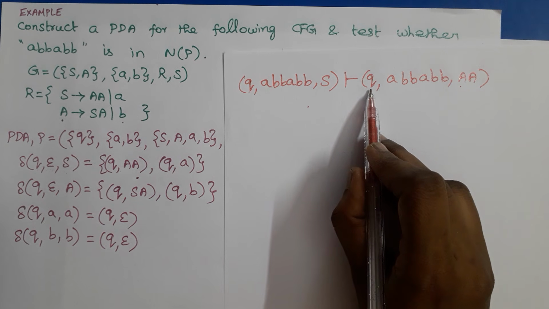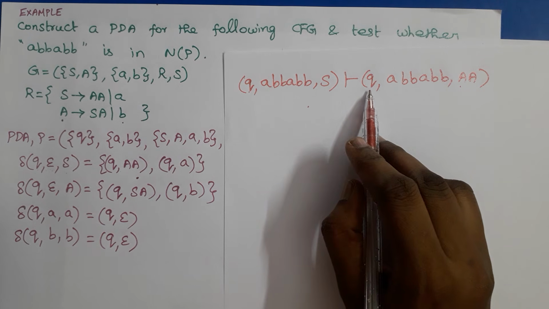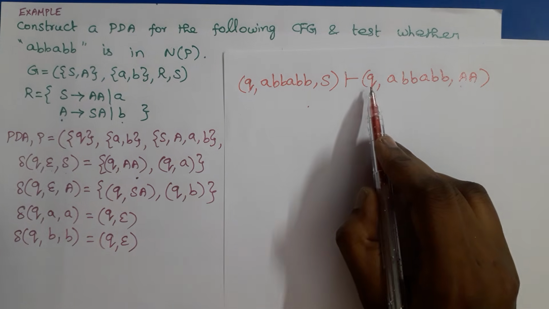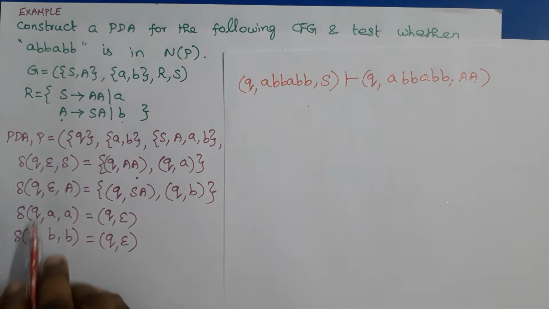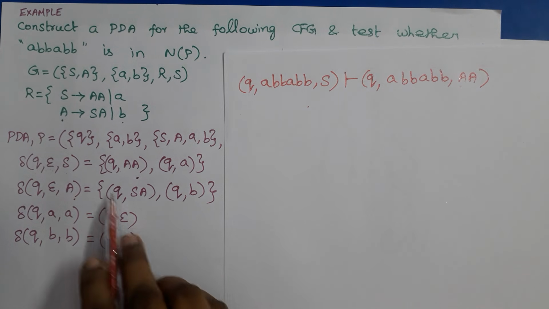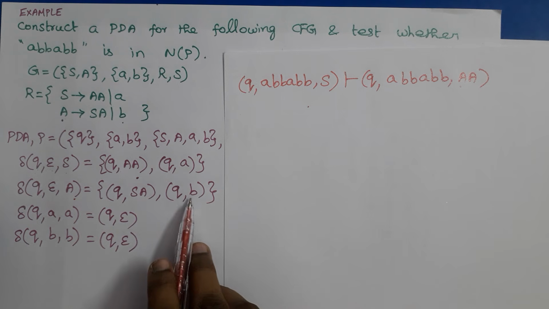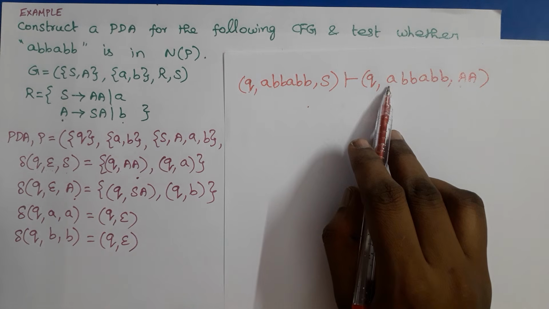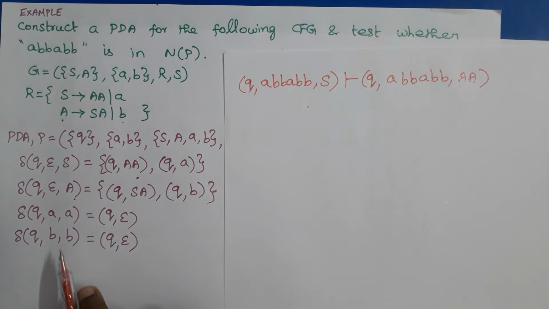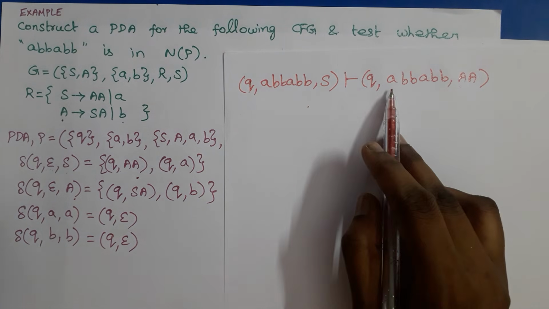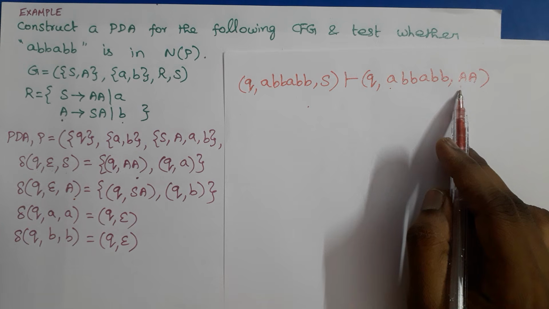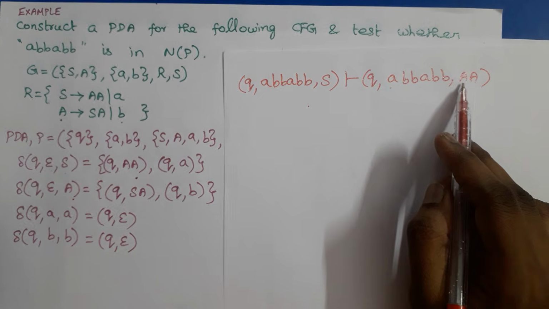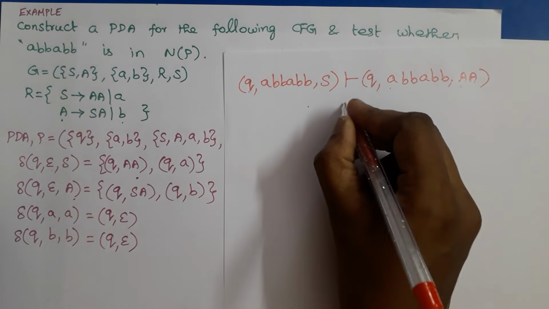So now we need to check, is there any transition function like Q, A, capital A? No. So we have to consider Q, epsilon, capital A. So we can use either this or this. We cannot use B here. So if we replace A by B, then A cannot be matched with B, because we have to match the input symbol with the top of the stack, then only we can perform the pop operation. So this A must be replaced by SA.